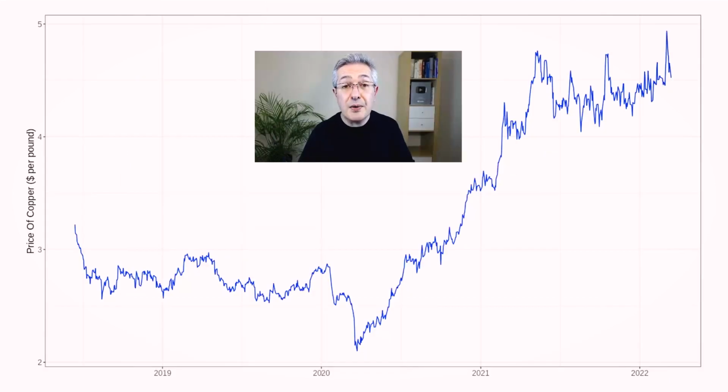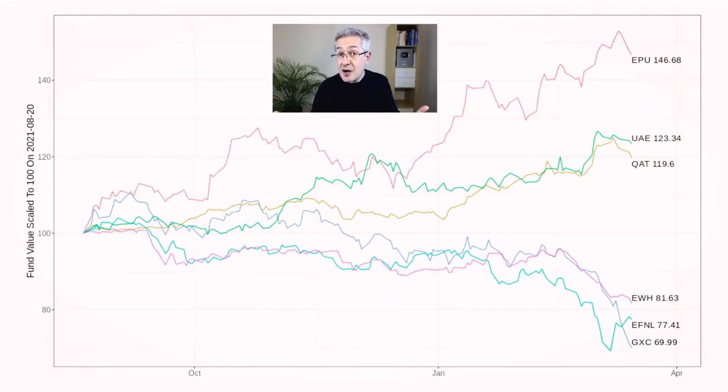And here we're looking at the price of copper since 2018, and you can see that yes, it has had a strong rally recently. That's going to benefit copper mining companies, and it's going to benefit Peru. So I think that's the primary driver behind the rally that we've seen and the risk-adjusted momentum over our 143-day look-back period.